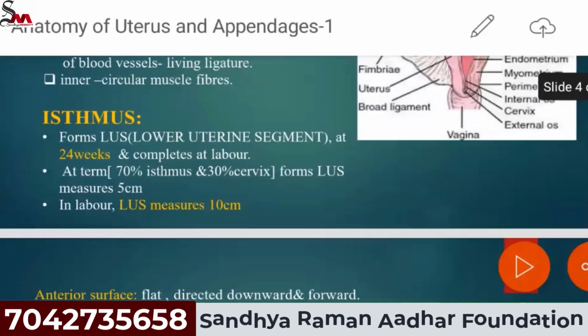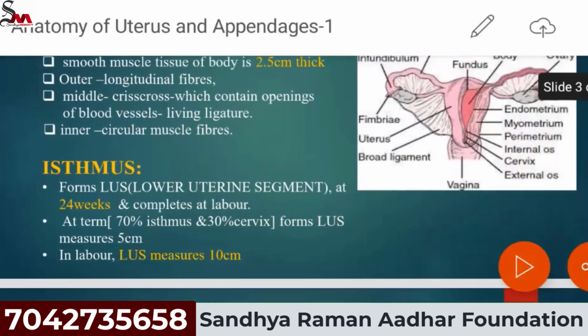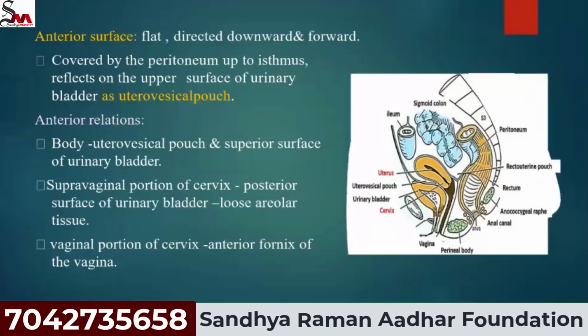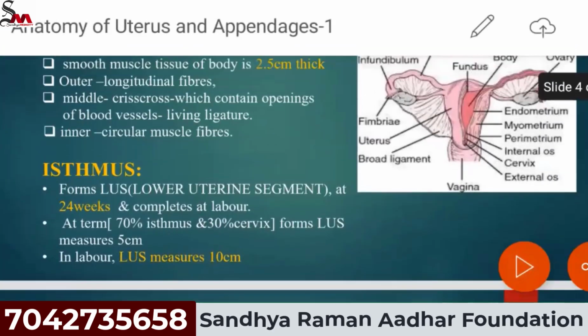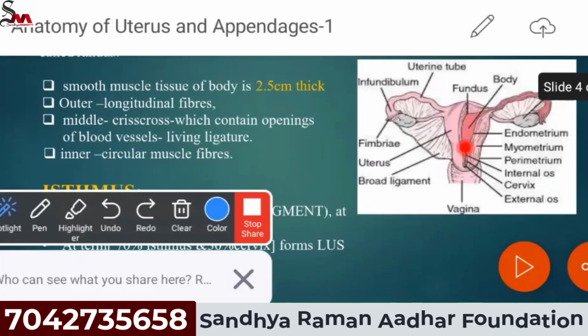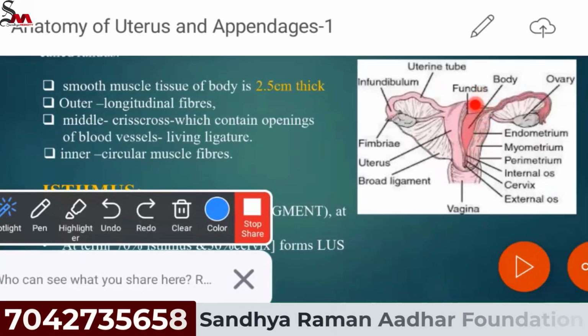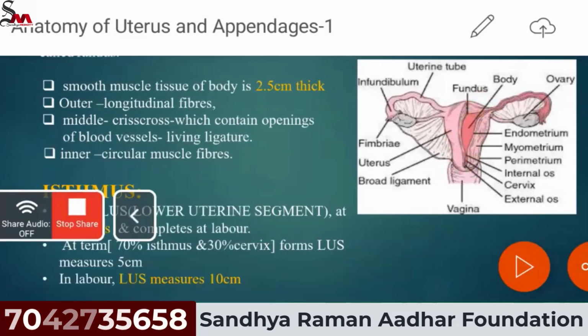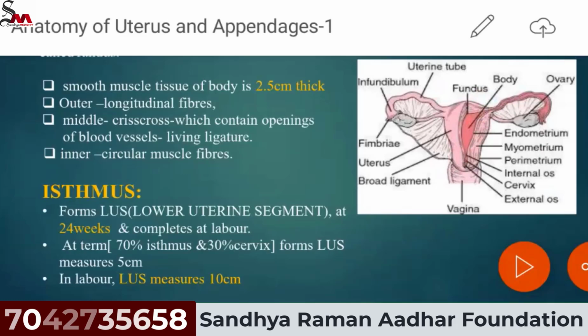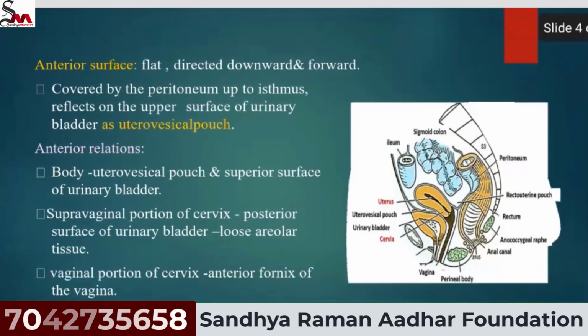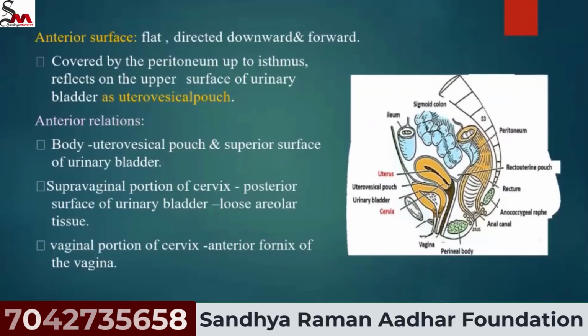Now come to the anterior surface. All this is about the body and the isthmus. And what about the anterior surface? It is flat, directed downwards and forwards, as you can see here. It is covered by the peritoneum up to the isthmus, and reflects onto the upper surface of the urinary bladder at the uterovesical pouch.